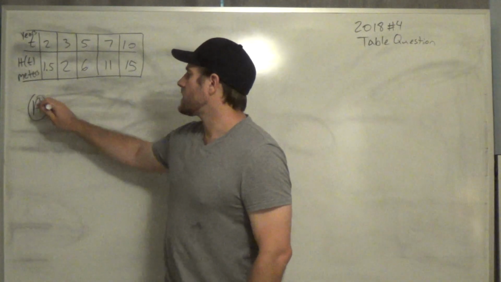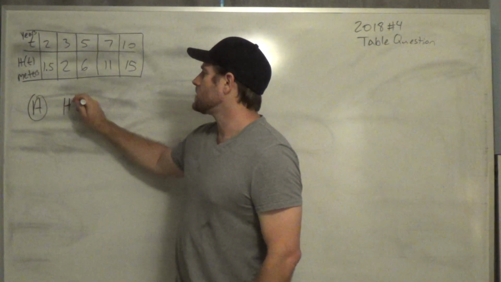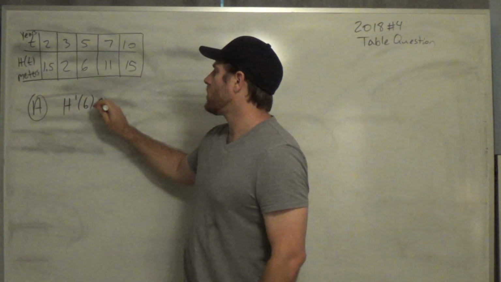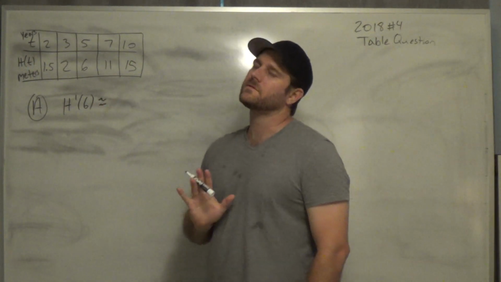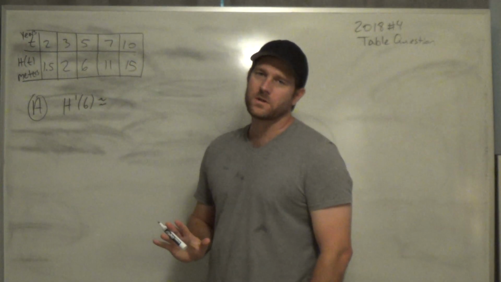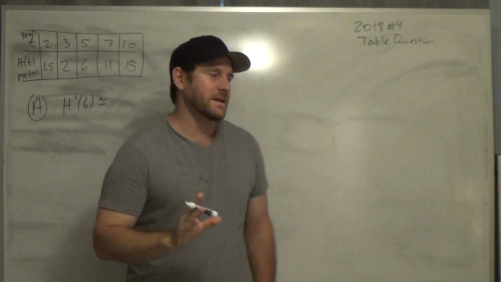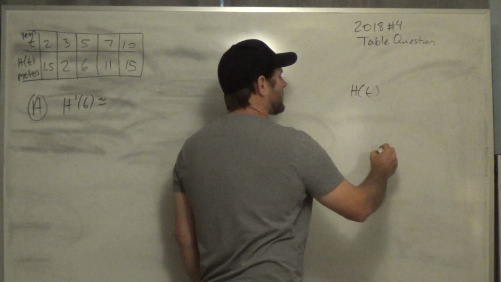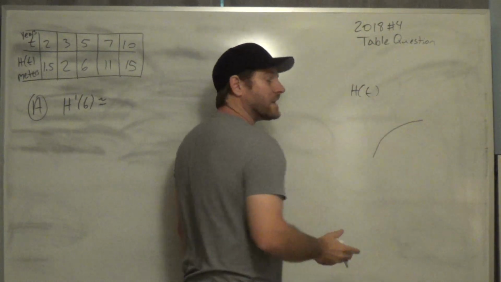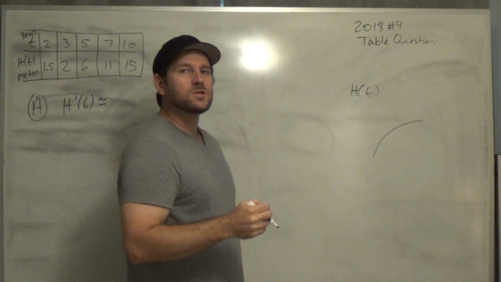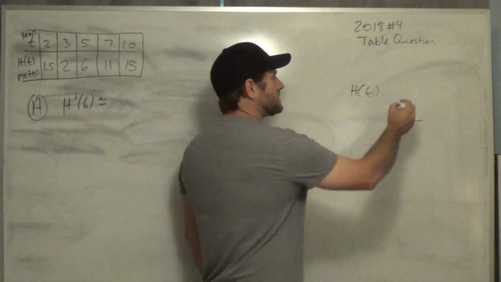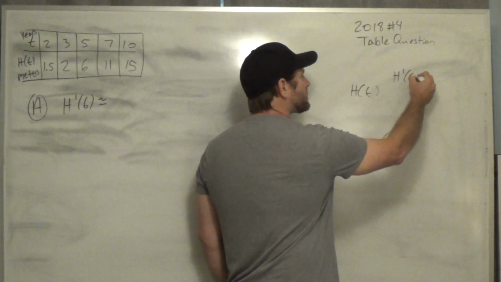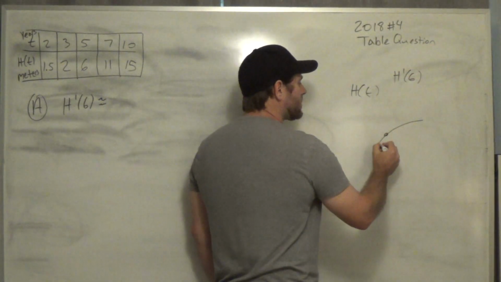Part A, they're asking you to estimate h prime 6. So we want to know, what is h prime 6 about? And we've seen this question so many times with table questions. Hopefully you're used to it by now. Let's say the graph of h, I'm just making it up, looks something like this. If somebody wanted you to find the actual h prime 6, that's the slope of the tangent line.